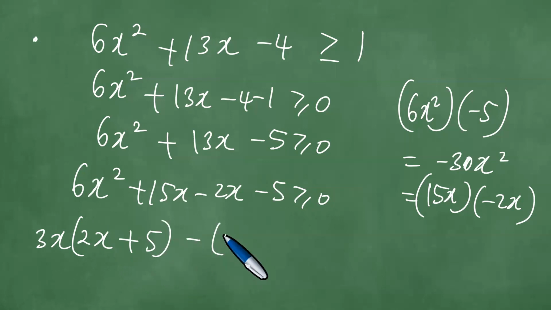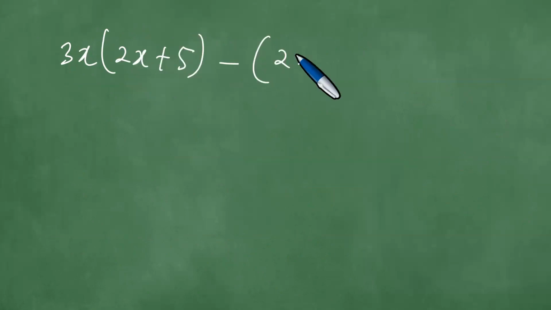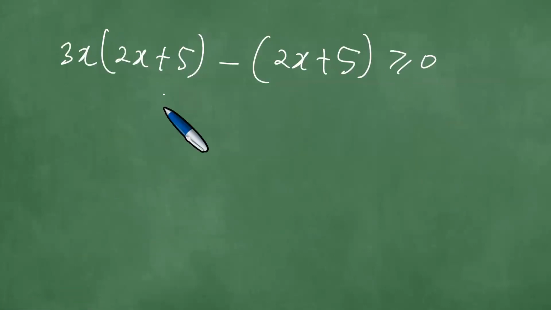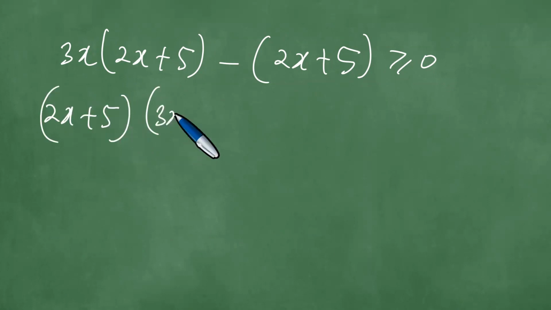Here you factor out negative, getting 2x plus 5. So you have 3x, which is 2x plus 5. Okay, the 2x plus 5 is the highest common factor. So we have 2x plus 5 and 3x minus 1 is greater or equal to 0.